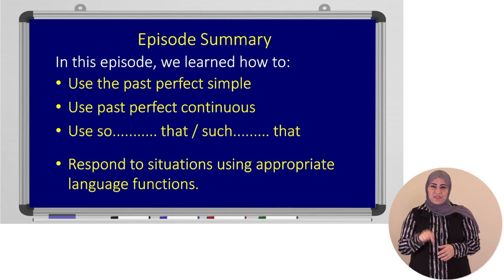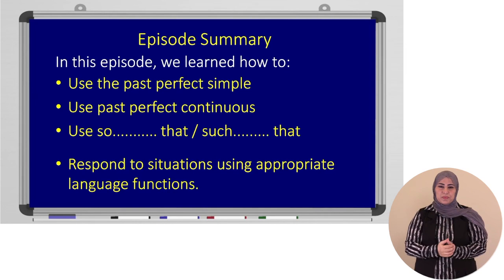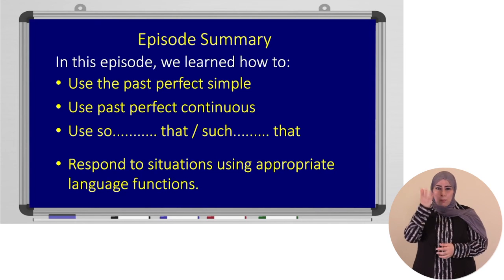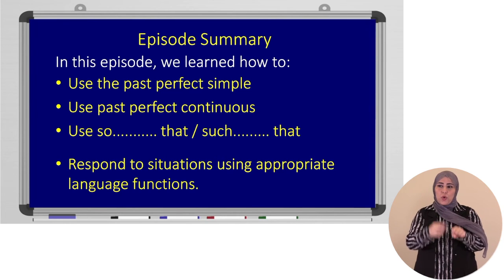This brings us to the end of our episode. In this episode, we covered a number of things. We covered the past perfect simple and the past perfect continuous. We also covered so that and such that, and looked at language functions and how to tackle them.